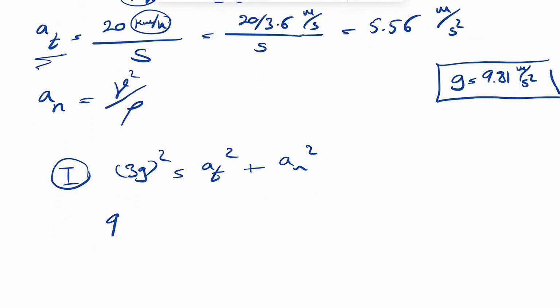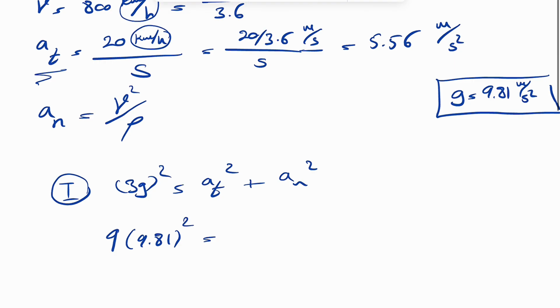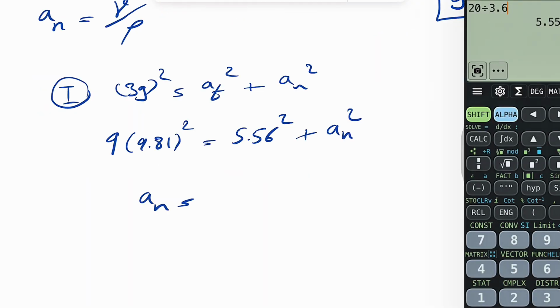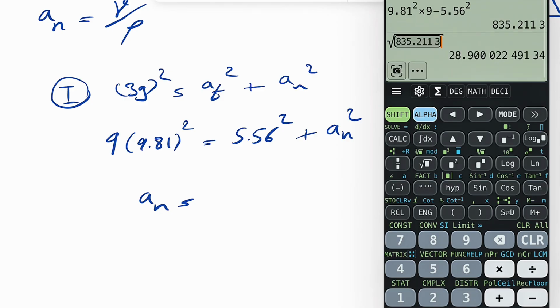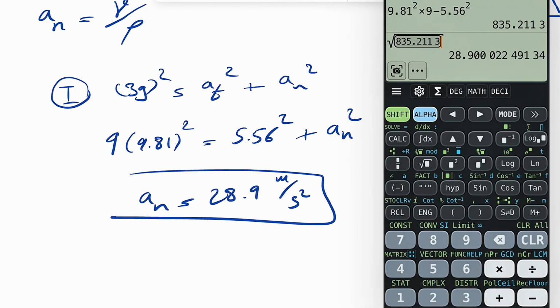So on the left side we have 9 times g squared, 9.81 squared, equal to 5.56 squared plus a_n squared. So the normal acceleration squared will be basically 9.81 squared times 9 minus 5.56 squared. And we need the square root of that, which is going to give us the normal acceleration, 28.9 meters per second squared.